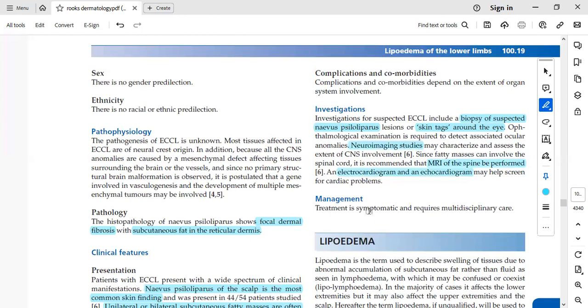Thank you. Today we have done part B of chapter 100, acquired disorders of subcutaneous fat.